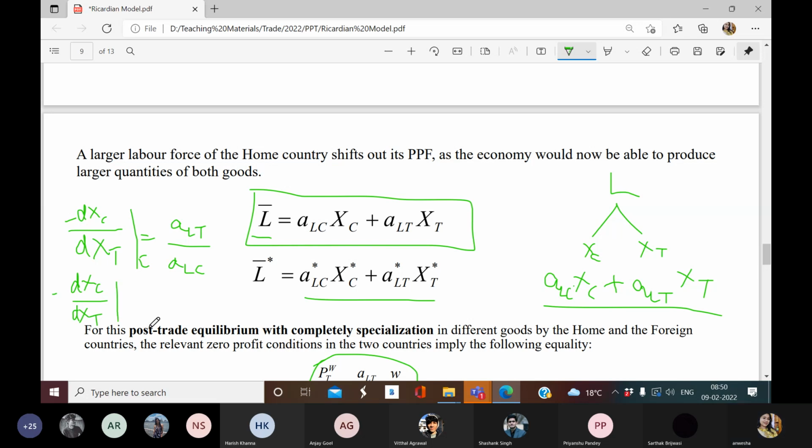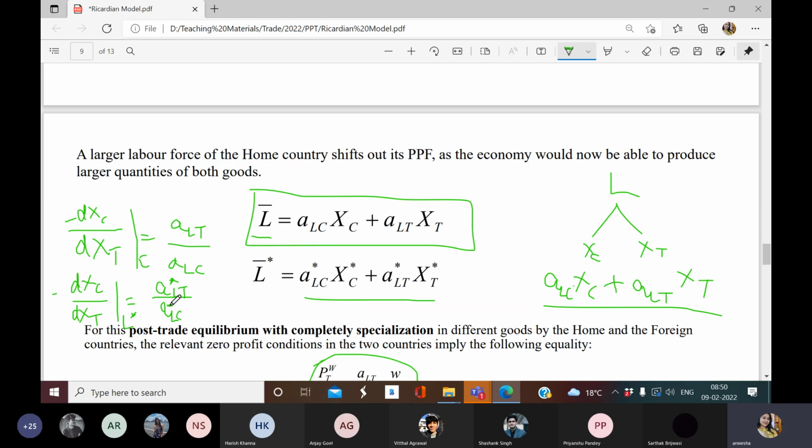On the assumption of fixed coefficient, it doesn't matter how much XC or XT you are producing, your aLJ is unchanged. So d of aLJ is 0 under fixed coefficient production technology. So if you totally differentiate, then you get the slopes. The first one is the slope of the full employment condition, that means the home PPF, and the second one is the foreign PPF.